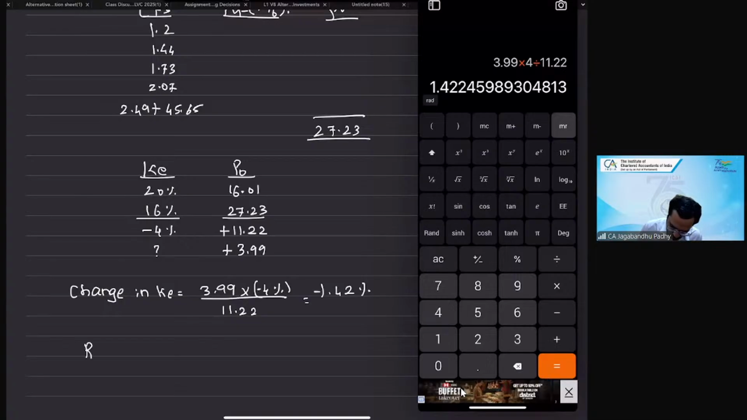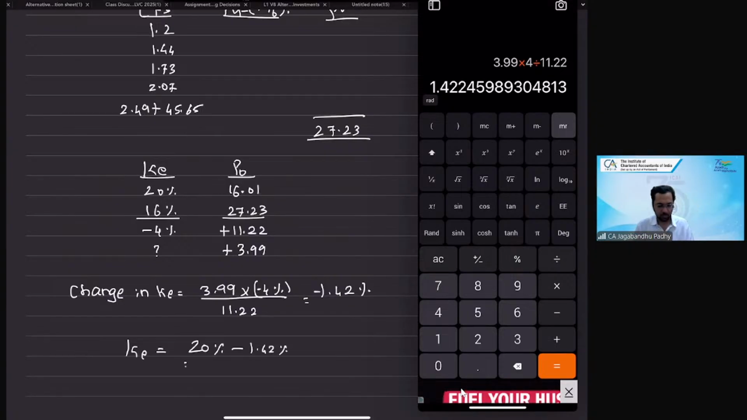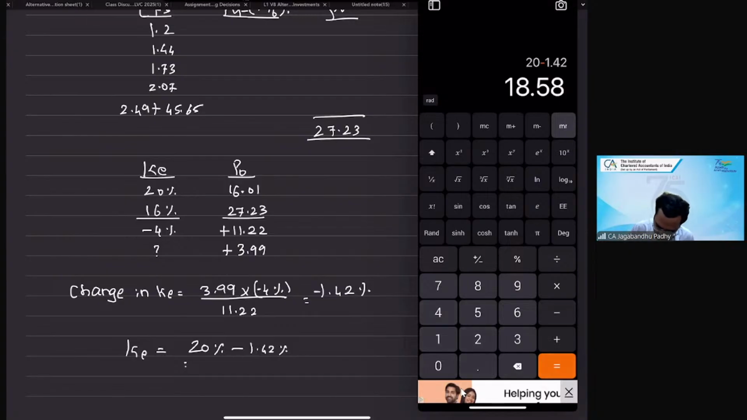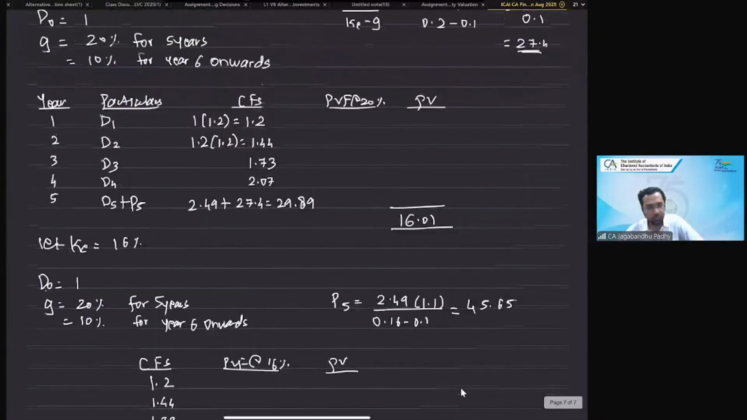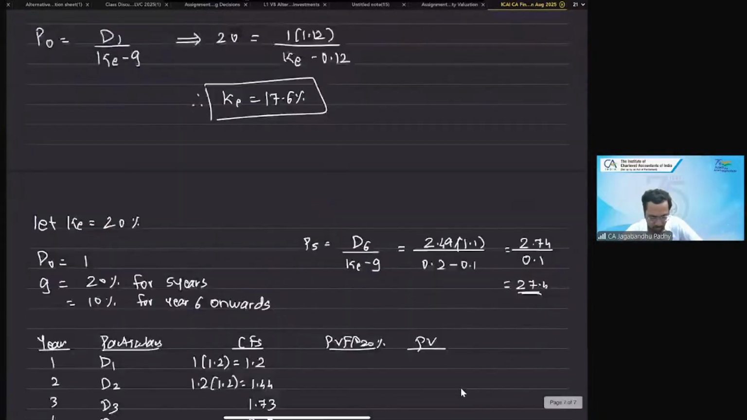So KE, or the actual cost of equity, will be 20% minus 1.42%. So which is 20 minus 1.42. That's 18.58%. Yes. That's the cost of equity, 18.58%. So at 18.58%, we can essentially say that the value comes out to be 20 as given in the question.